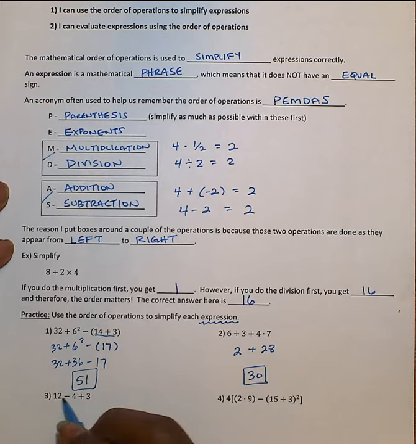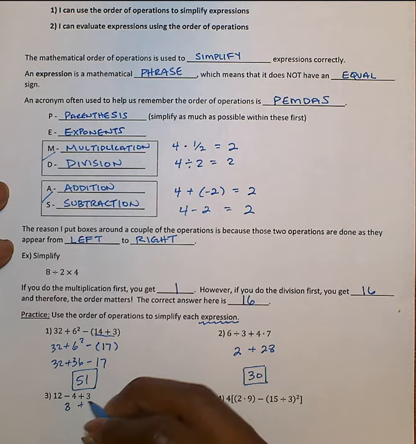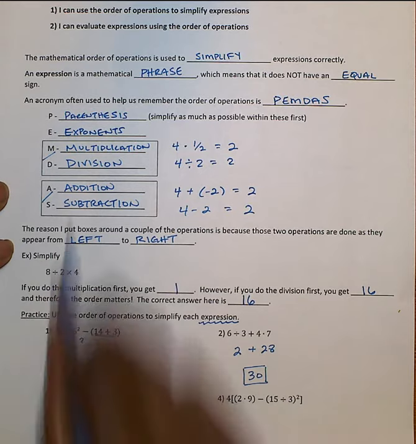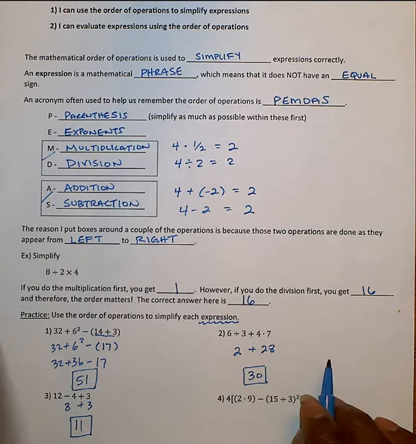Doing the same thing here. 12 minus 4 is 8. 8 plus 3 is 11. Again, going from left to right. If you did this out of order, you might see 12 minus 7, but again, subtraction and addition, it's left to right. You don't have to go strictly off of their order in PEMDAS.